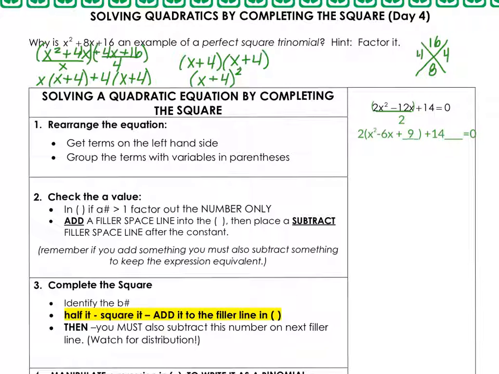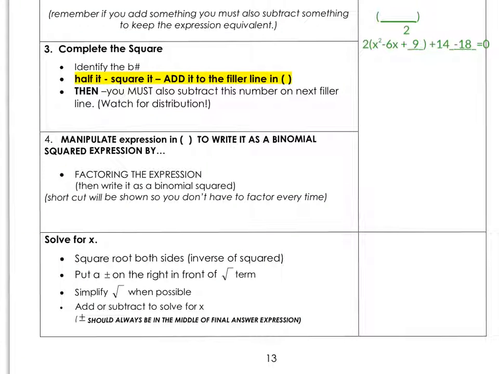Since we added something to our picture, we also must take it away. But we actually have 2 of these, 2 x squareds with the 12 x's all together. So this happens twice. I'm not actually adding 9, I'm adding 2 groups of 9, which would be 18. So I have to subtract 18 here. Then the rest of it is what we've done to complete the square.